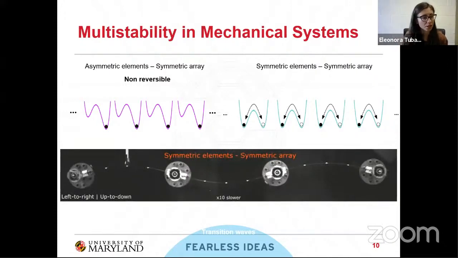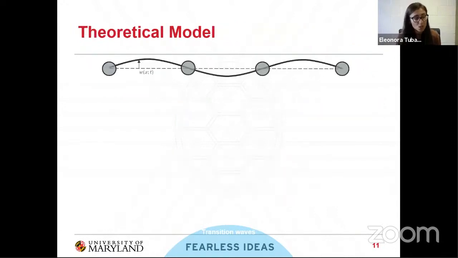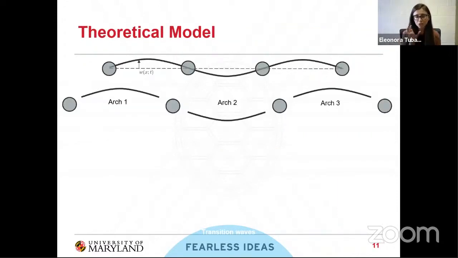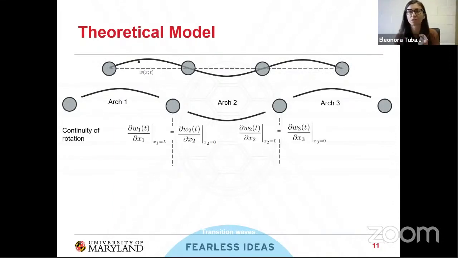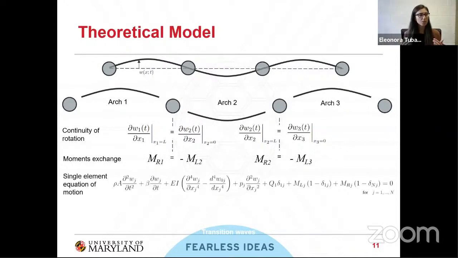So then we start thinking, okay, how can we predict this type of behavior? If we're able to predict it, we can also come up with new strategies to overcome this limitation. So for this reason, we developed a theoretical model. We started with our chain of arches, and then we went to the building block level. Each arch has been treated separately, and then we introduce the boundary conditions that allow them to talk to each other. So there is going to be a continuity of the rotation, there is going to be a moment exchange, and thanks to that, we can write the single element equation of motion.